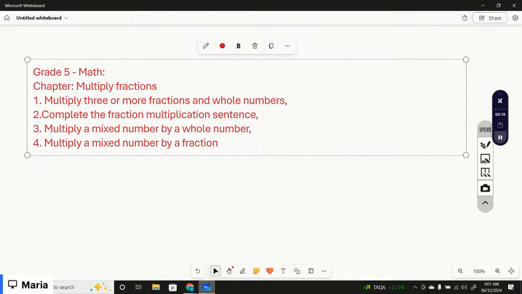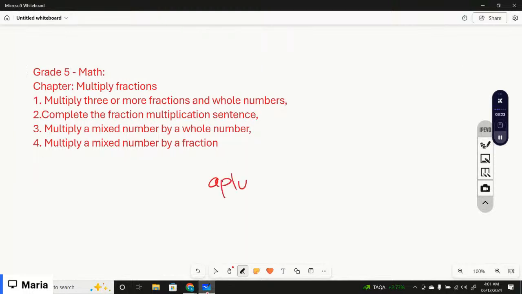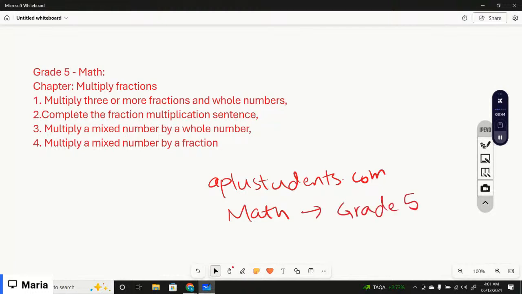We are here for grade 5 math. You can find all the lessons on aplusstudents.com. You have to log in there using your email address and password as provided by the administrator. Then you have to select math from the subject tab. Scroll down to grade 5 math and then click on view all lessons. There you can find the list of the chapters. We're going to start with the chapter multiply fractions.